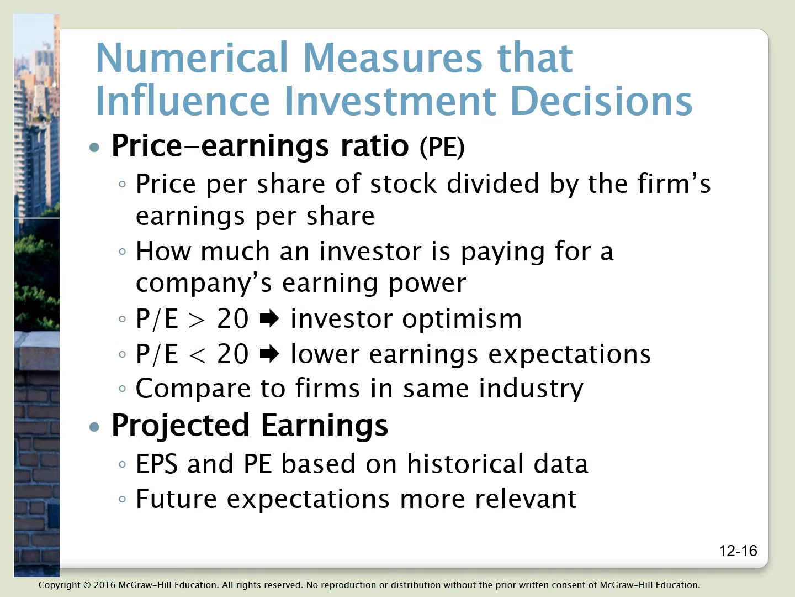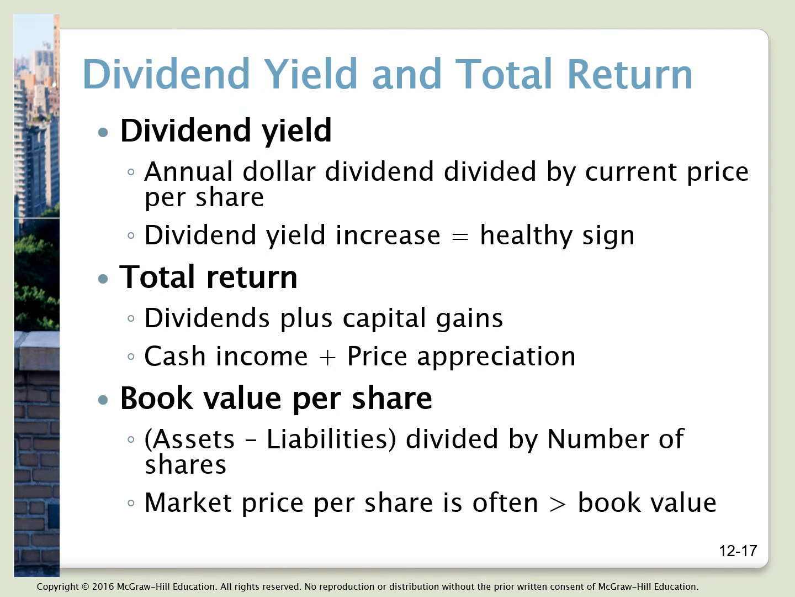So you're constantly looking at ratios, and ratios are rules of thumb. Not all ratios pertain or apply to all situations. Meaning you've got to drill down and look at more information. Projected earnings, EPS, and PE based on historical data or future expectations are more relevant, and the future is changeable at best. Dividend yield, annual dollar dividend divided by the current price per share.